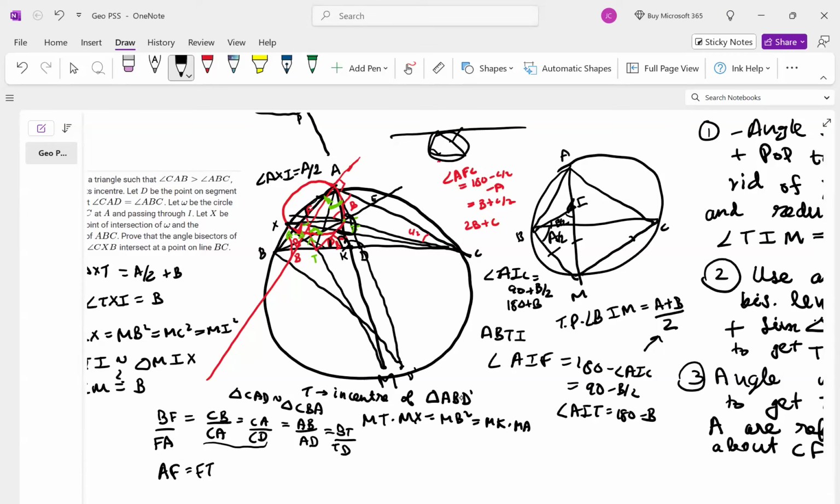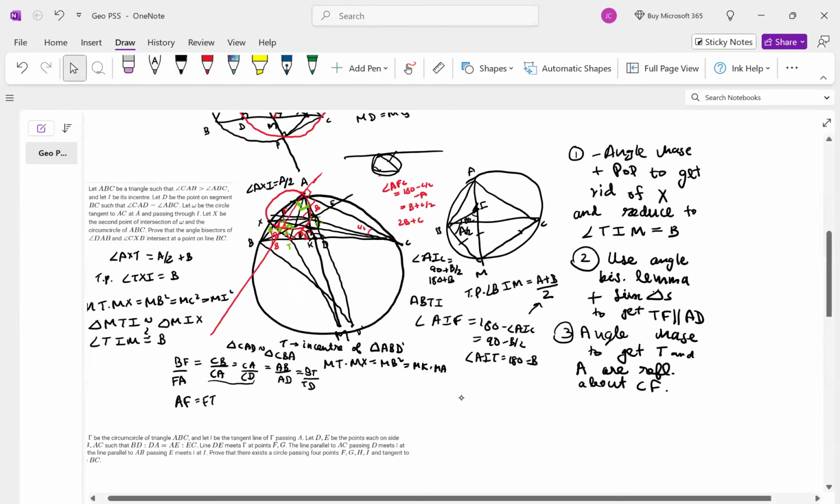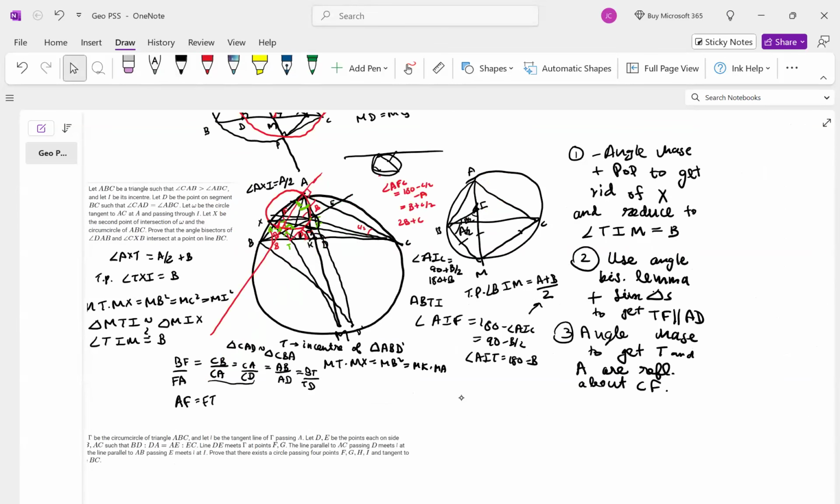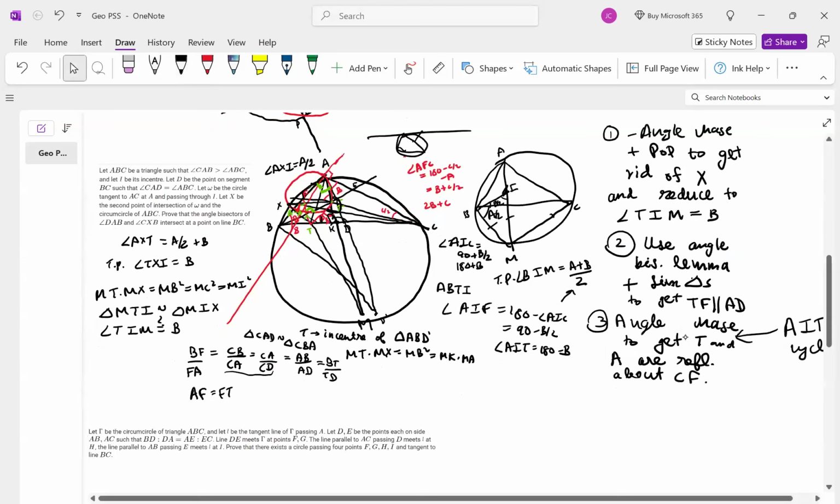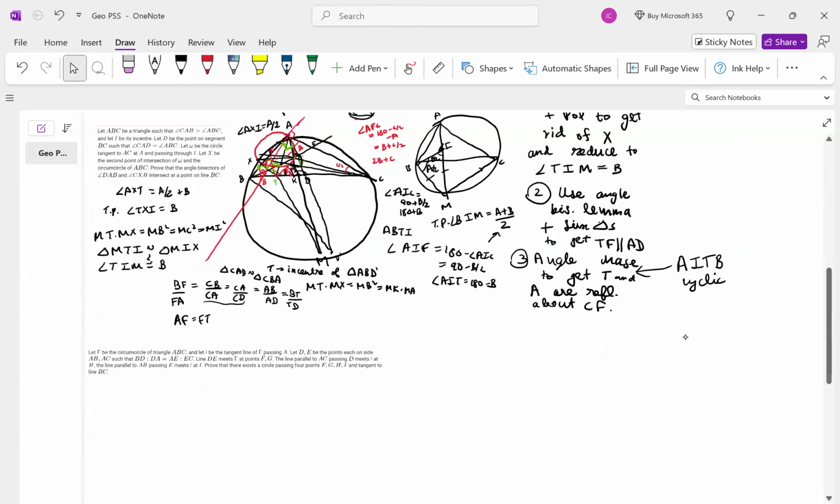So I hope that much was clear. If anyone has questions about any of the steps, then please ask. So for this, we needed AITB cyclic. Okay, so if nobody has any questions, I'll move to the next problem.